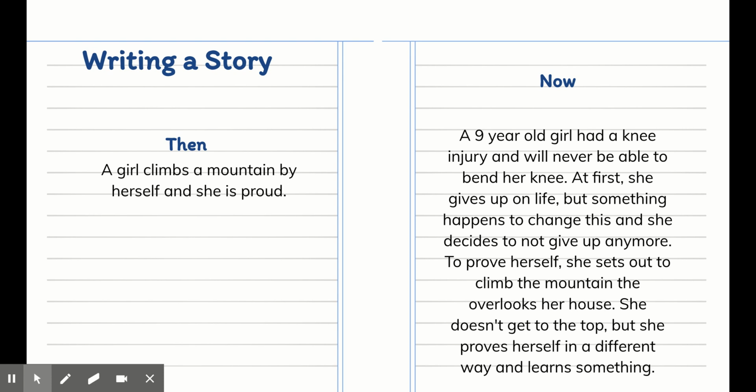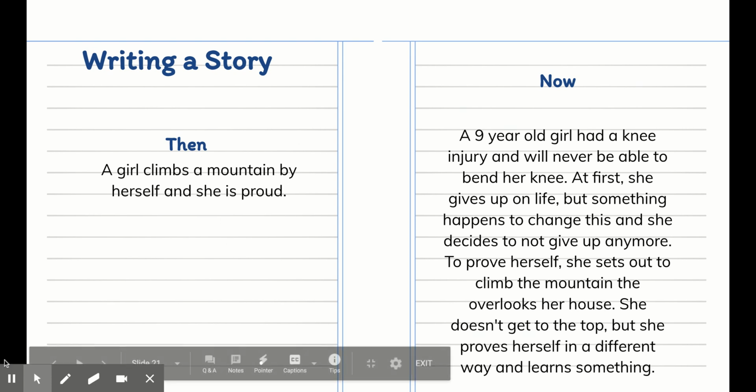Here's my example. A 9-year-old girl has a knee injury and will never be able to bend her knee. At first, she gives up on life, but something happens and she decides not to give up anymore. To prove herself, she sets out to climb the mountain that overlooks her house. She doesn't get to the top, but she proves herself in a different way and learns something.